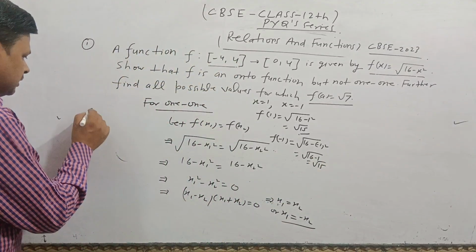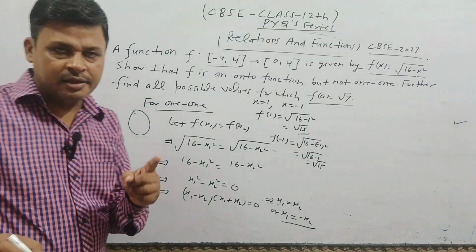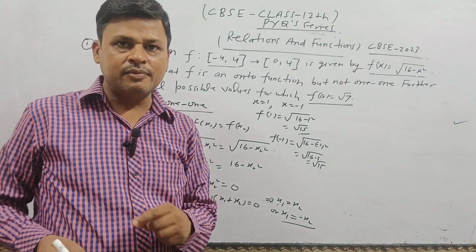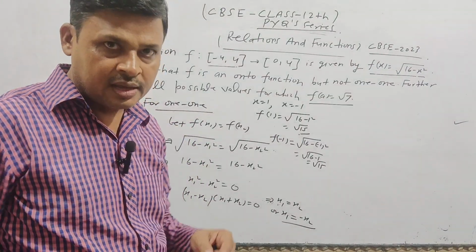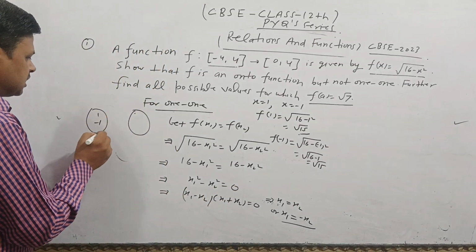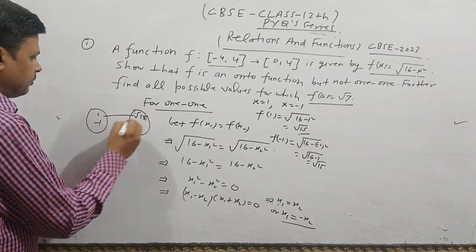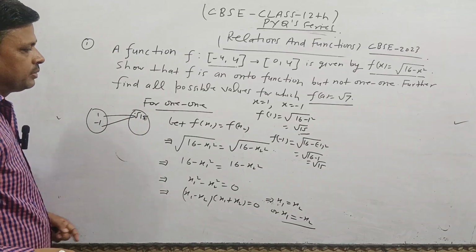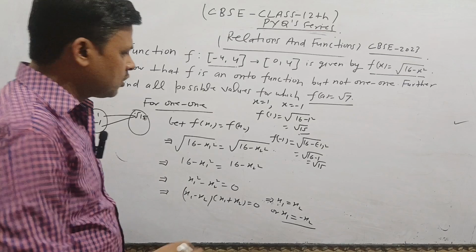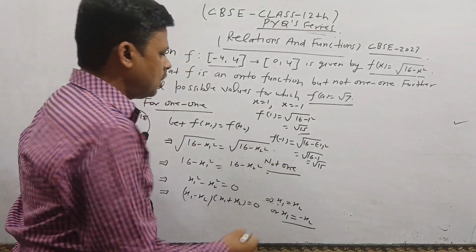It means the images of more than one element of the domain are the same in the codomain. For example, here is 1, here is minus 1, and the images in the codomain are root 15, and here is also root 15. So the function is not 1-1. It is justified, not 1-1.